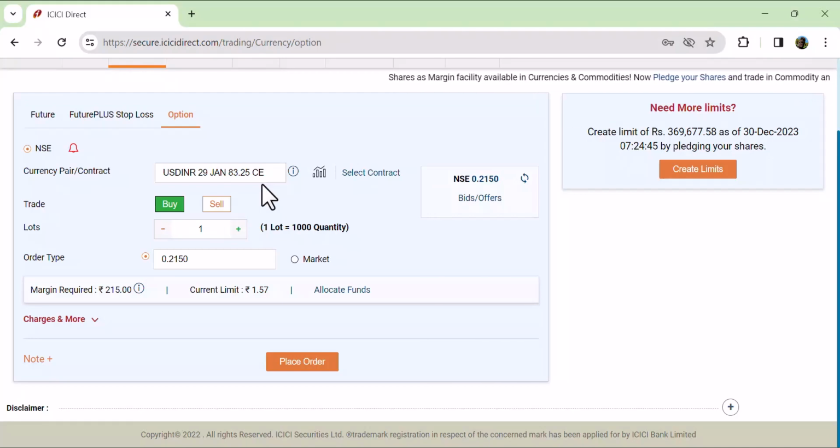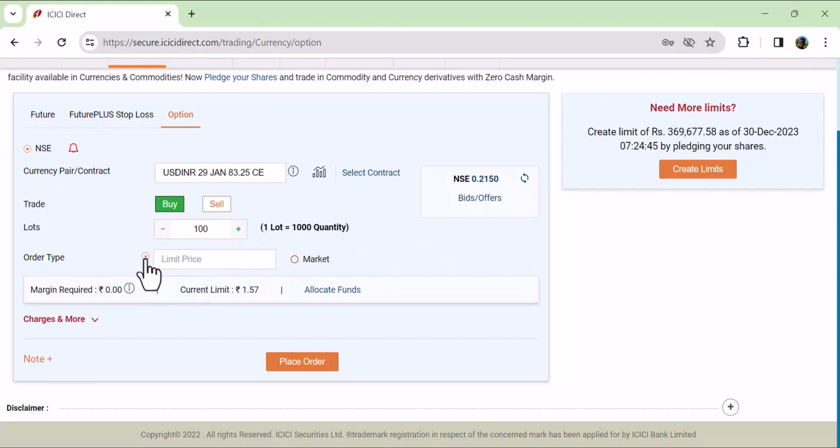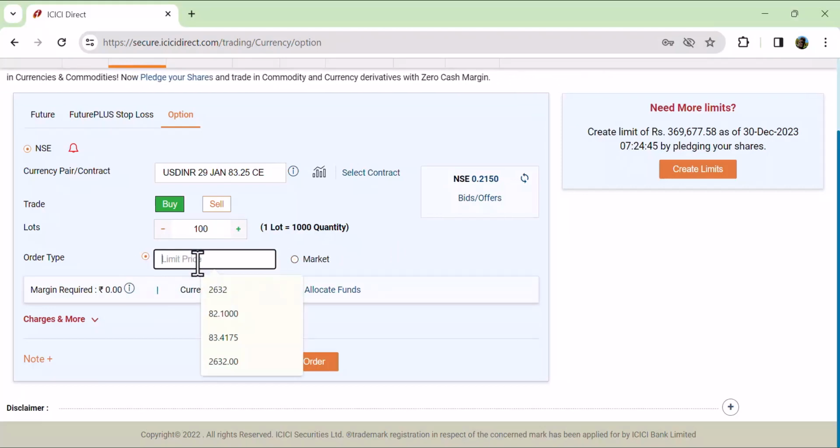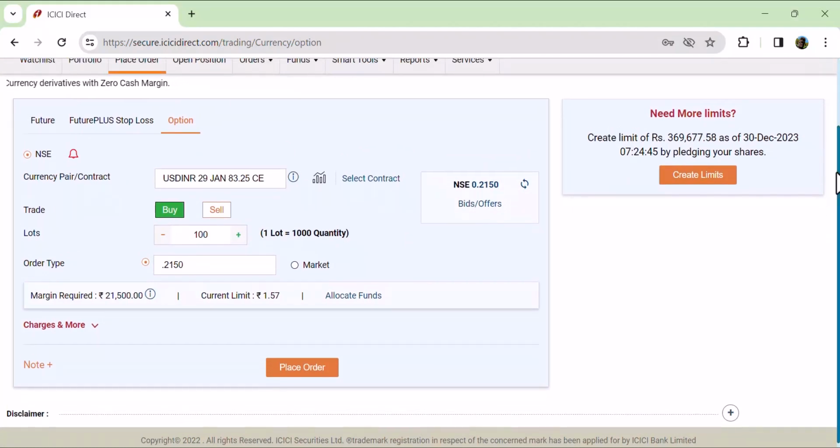Now, you have one lot, which is 1,000. So you want 100 lots. So you'll say 100 lots. Fine. Then you say buy, and a limit order comes automatically. So you can either place a market order or a limit order. When you say limit order, you can put a limit price of 0.2150. Fine. You can do that, or you can just select the current situation which is there. So let's see, the window is not here. The best bid and offer prices which are available. So maybe it's coming in. It is there. It is there.